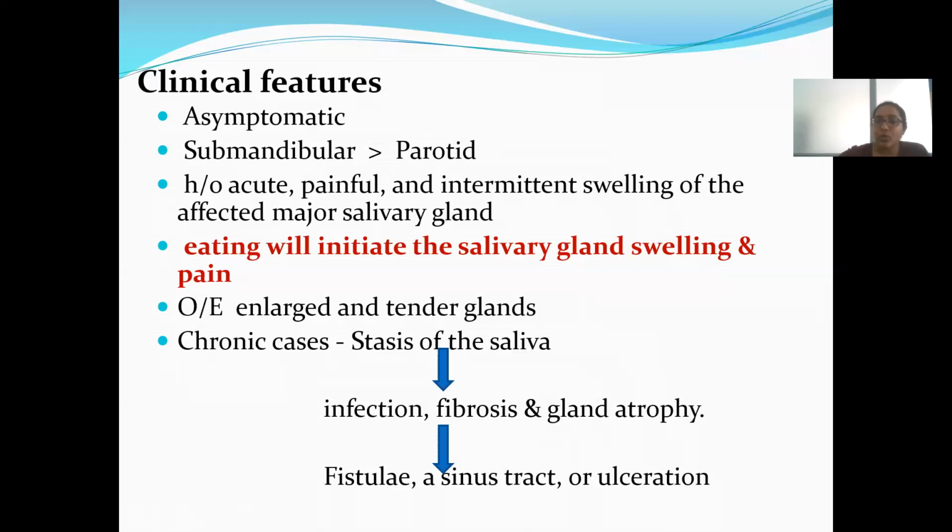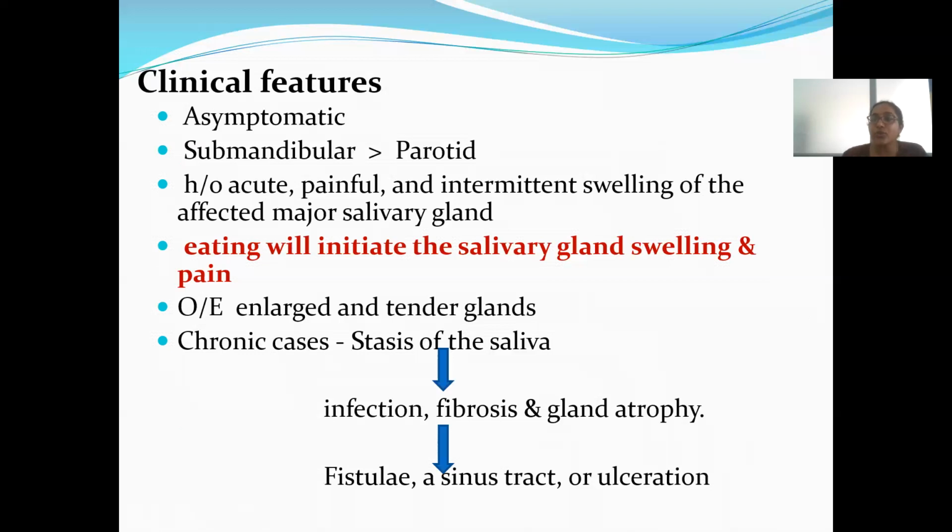The reason is, when we initiate eating, or at the sight of the food or the smell of the food, it can cause sudden enlargement of the salivary gland at that particular site where there is a salivary stone. That is because at the sight or smell of the food, or when we start eating, there will be excessive secretion of saliva. That large amount of saliva will not be able to pass through the blocked duct. That is when acute painful intermittent swelling starts there.